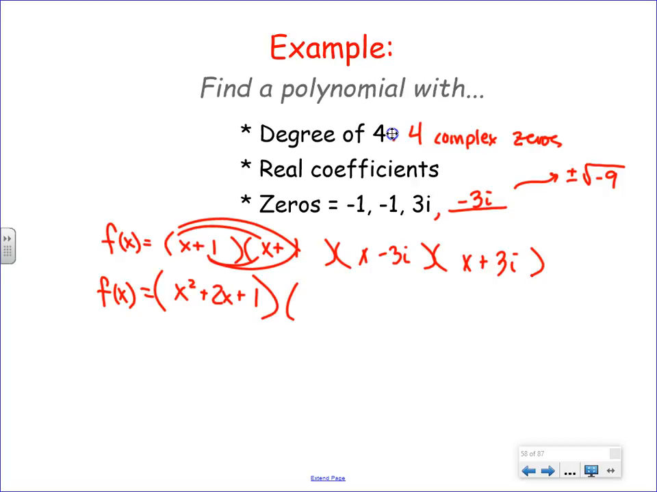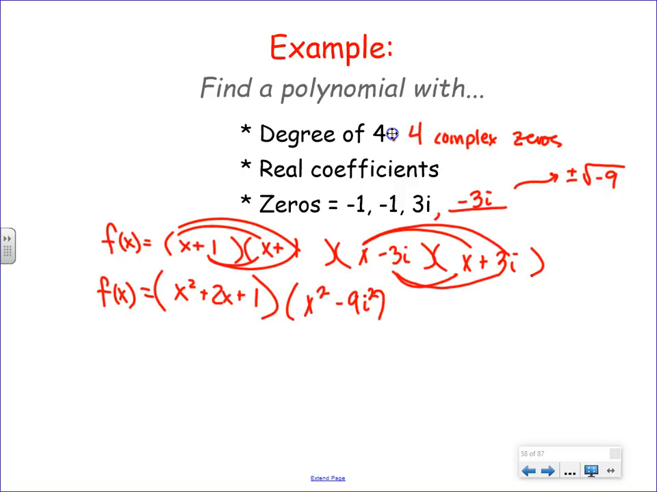When we go to the next one, a little bit harder, but let's see what happens. When I have first, that'll just be an x squared, yeah? When I have outer, who's that? 3ix, ew, that's true. Inner, negative 3ix. 3ix minus 3ix, 0. It's a difference of squares. And then multiply the last, and what do you get? Yeah, minus 9i squared.